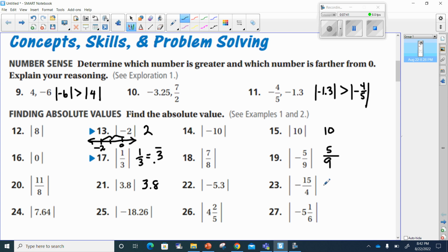Let's go back to number 23. This is going to be 15 over 4 away from 0. Number 25 will be 18.26. You're starting to get the idea here. All we're doing is turning these to positive numbers, right? And this is 5 and 1/6. That's all we're doing. Because distance is something that goes forward. You can't go backwards, right? So these values are going to be all positive numbers.